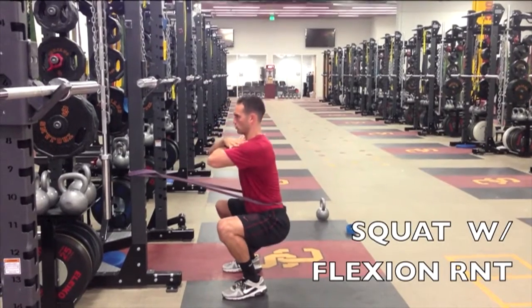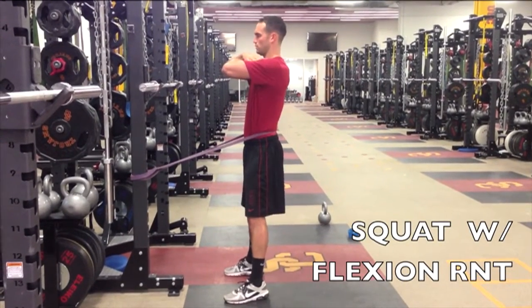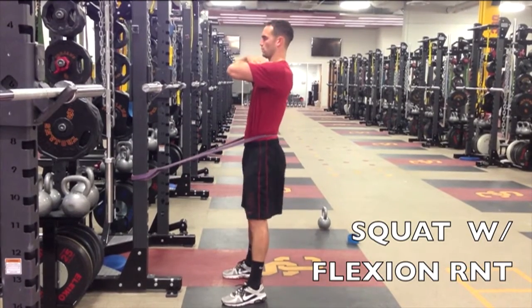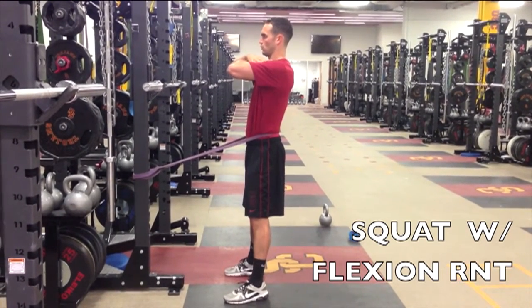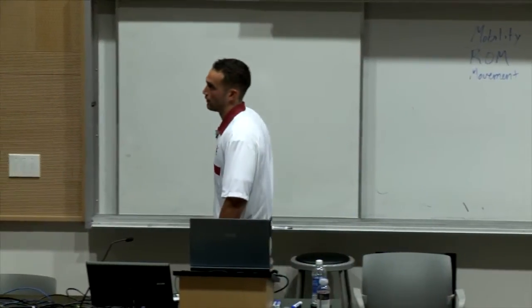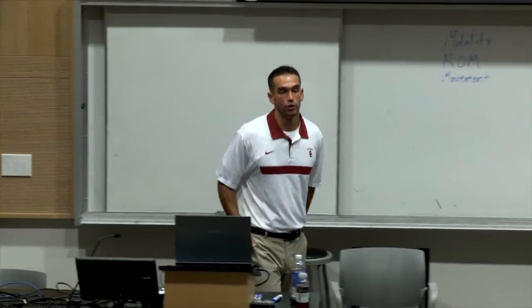Okay, one of my favorite ones here. I use this all the time. This is squat with flexion RMT. All right, wrap that band around your torso. Cue the athlete: do not let the band take you forward. All right. What's RMT? Reactive neuromuscular training.